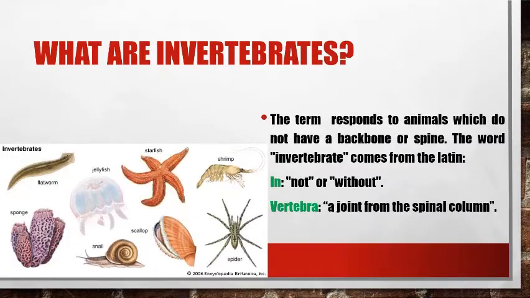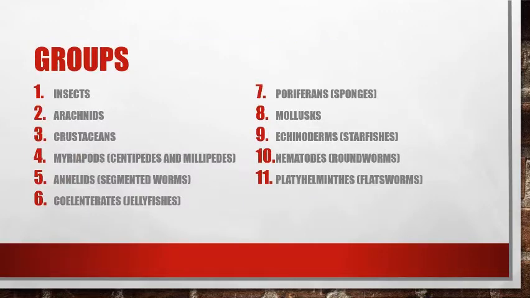Well, now we have the question: what are invertebrates? As I previously mentioned, invertebrates do not have a backbone, and the word comes from Latin: in, that means not or without, and vertebra, that is the backbone or the spinal column. Invertebrates are divided into 11 groups. All of them are different and they have different characteristics.